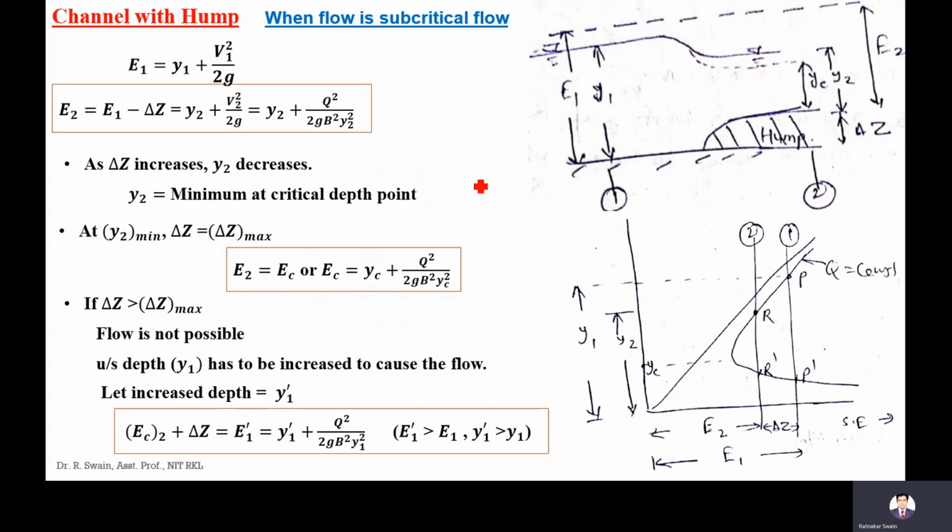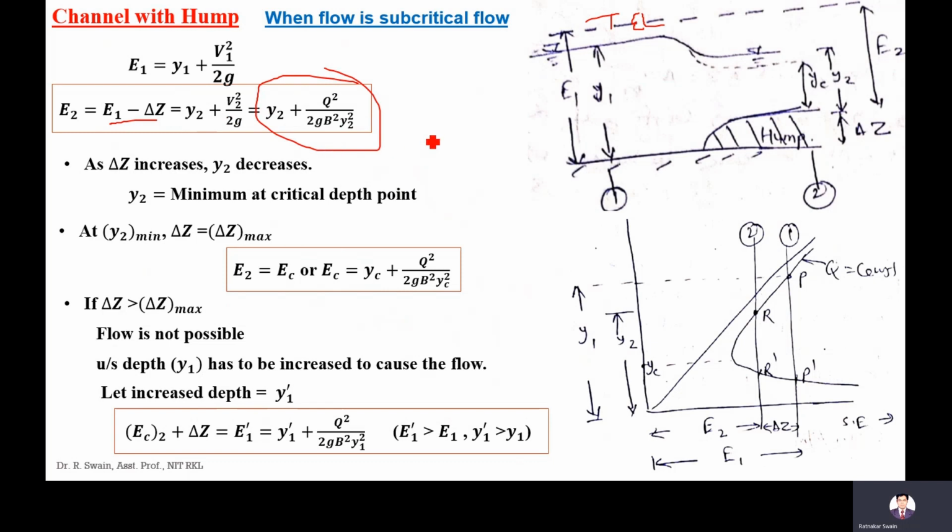So when flow is subcritical, let this be the channel. At section 1, the specific energy is E1. Here there is a hump. Due to the hump, the specific energy at section 2, E2, will decrease. That will be E1 minus delta Z. There is no other reason to decrease E2, only the hump. Due to that hump, E2 is nothing but E1 minus delta Z, which you can write as y plus V2 square by 2g.